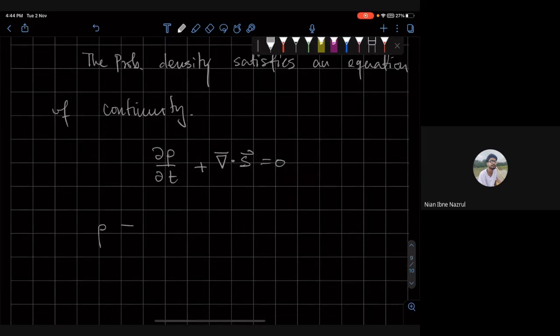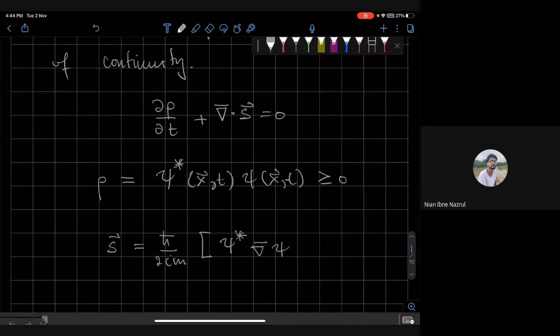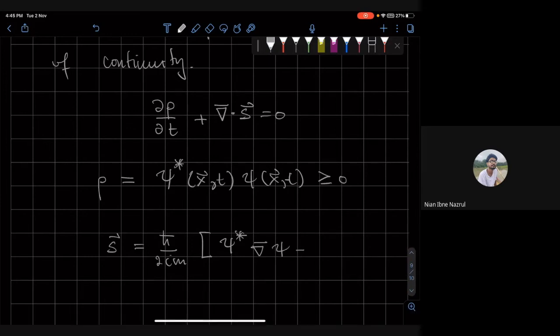Where rho is given by psi star of x,t times psi of x,t. And obviously this is a positive definite quantity. And S is a current density, which is given by h bar by 2im, psi star gradient of psi minus psi gradient of psi star. Okay? So this just follows from Schrodinger equation.